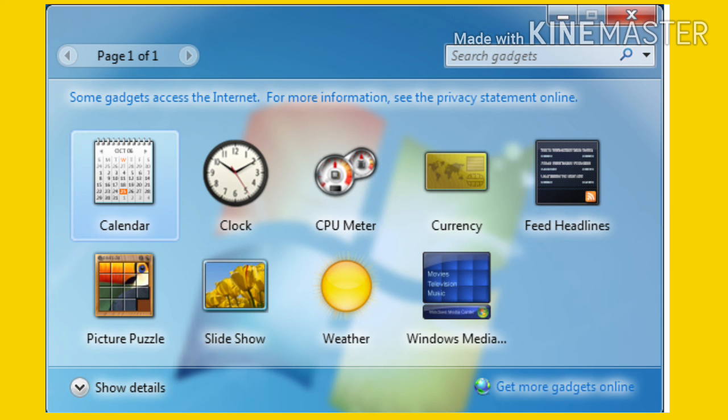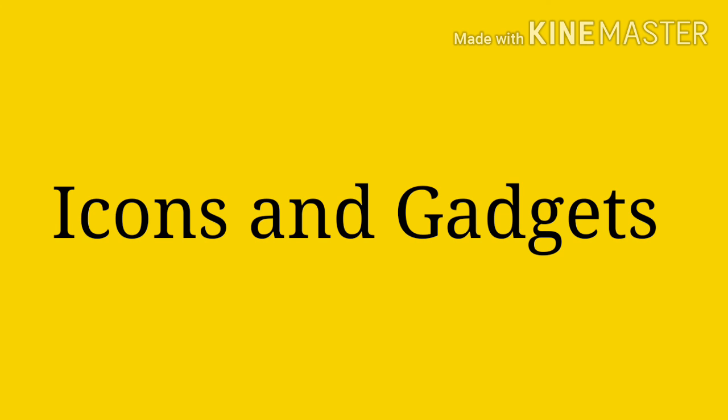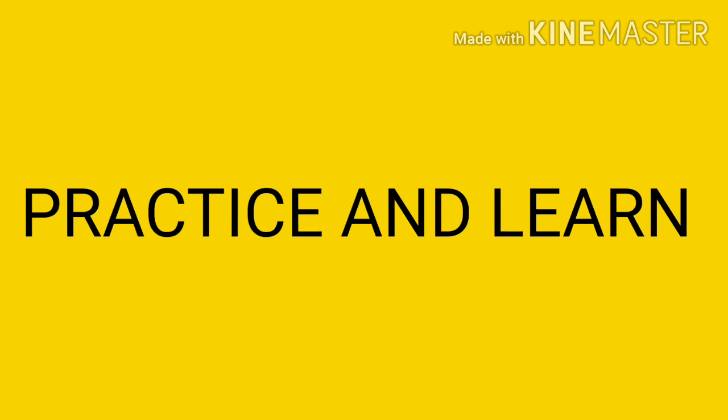So children, in this chapter we have learned about icons and gadgets, mainly how to work with icons. Try to practice it and learn. I am attaching the notes of this lesson along with this class. Read it, write it and learn it.